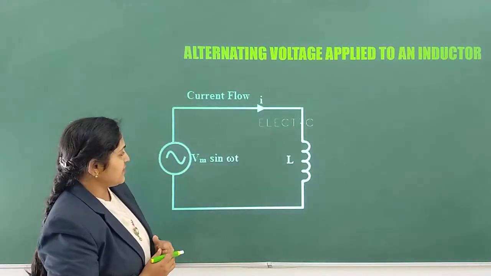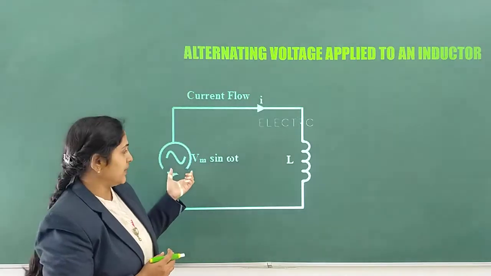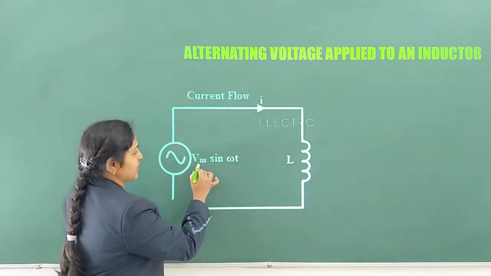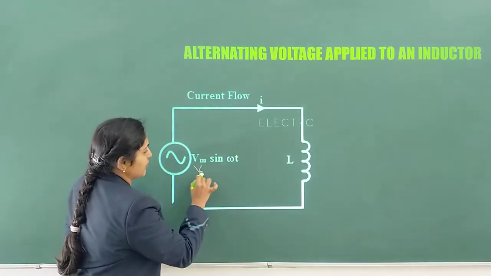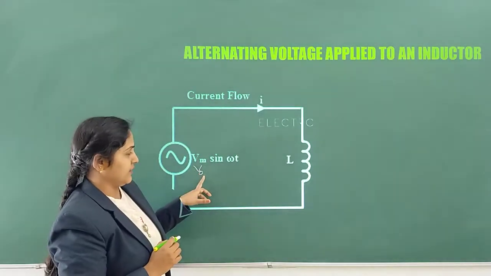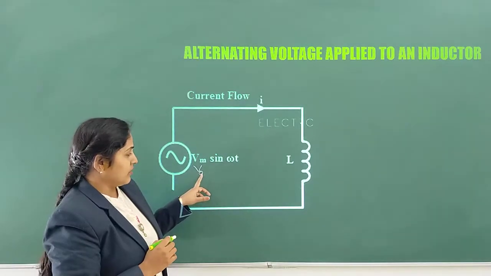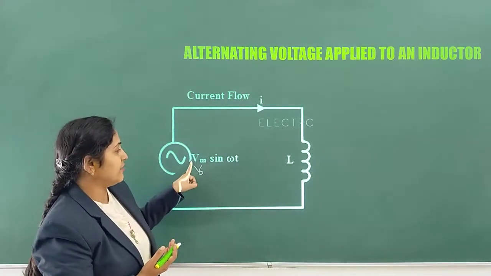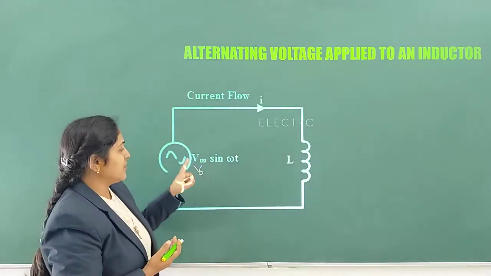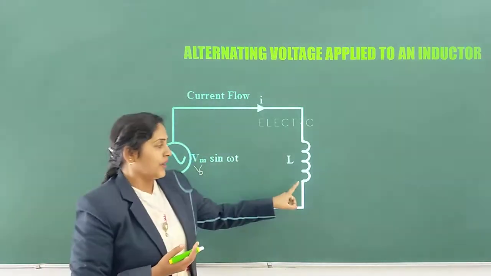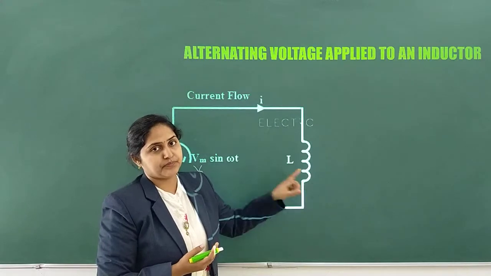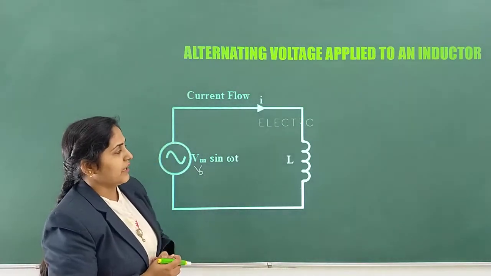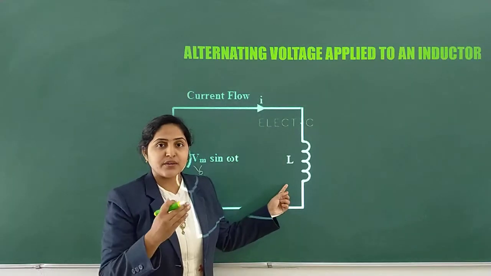This is the AC supply, or input voltage, or alternating voltage. I told you this may sometimes be V0 or Vm, the maximum or peak value, the maximum amplitude of the voltage. You can represent it by Vm or V0. V0 sin omega t is the input voltage connected to the inductor. So this is the circuit diagram.